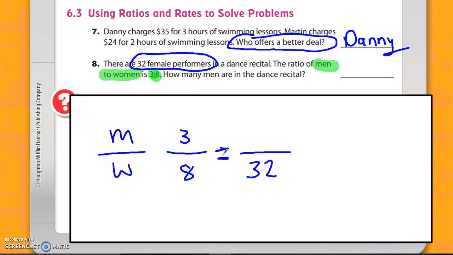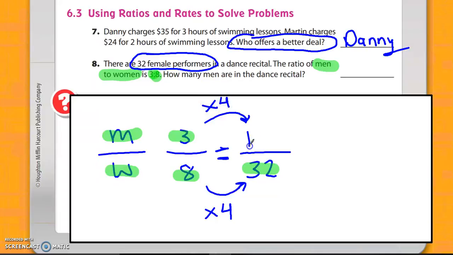If you're not sure how to set that up, all I can tell you is just read carefully. I'll start kind of at the beginning. The word said men to women, and it said the ratio was 3 to 8, and then it said there were 32 females. So that's how I got all those numbers. And then I hope right here you can see that to get from 8 to 32, you'd multiply by 4. So to get from 3 to an unknown number, you have to multiply also by 4. And so it'd be 12, and this can be 12, and up here it's going to be the men, so 12 men.